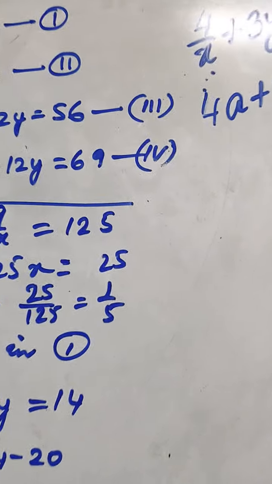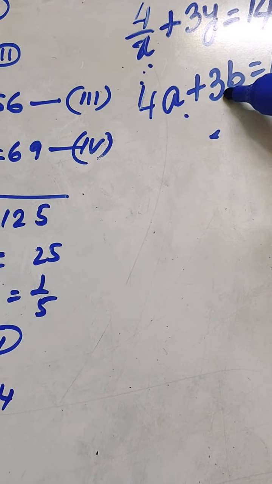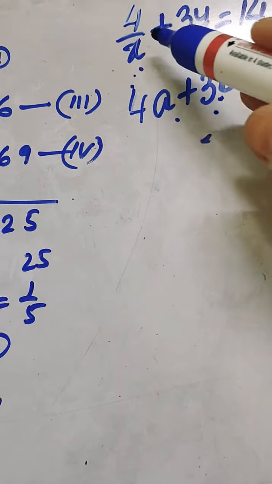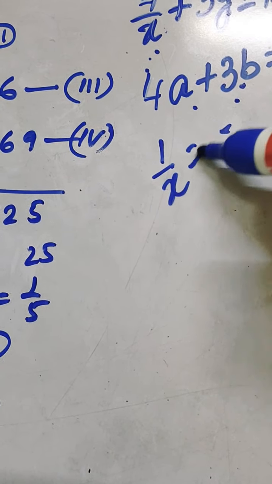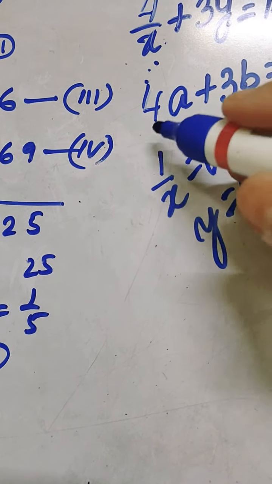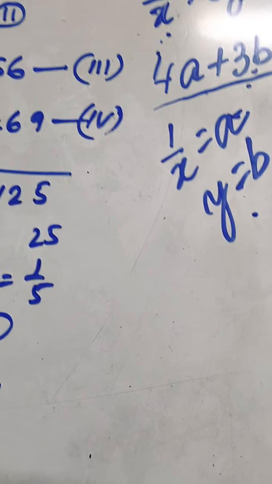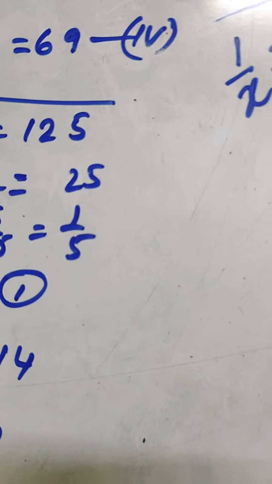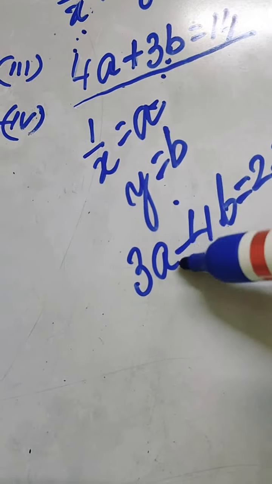You replace both, because if you replace only 1 by x and then leave y like this, you will get confused. So what will you write when you replace? You will write let 1 by x equal to a and y equal to b. Then you get a linear form. In the same way, from the other equation, you are getting 3a minus 4b equal to 23. So these are the two equations.